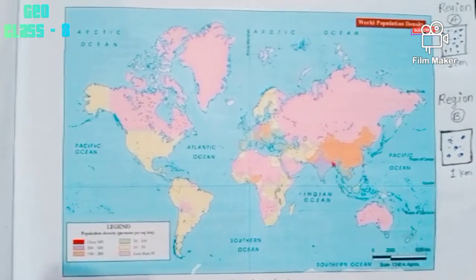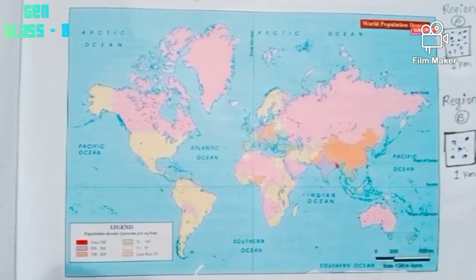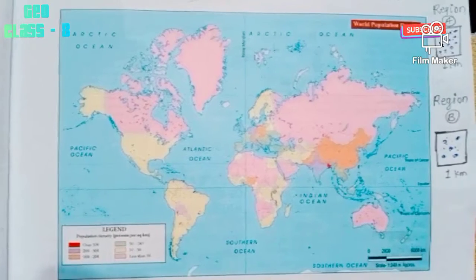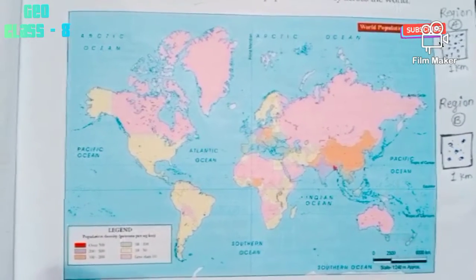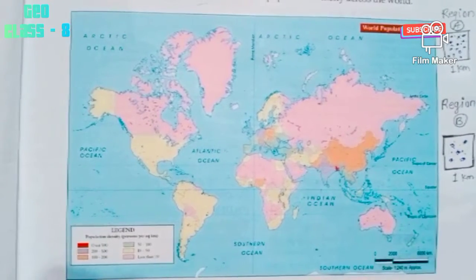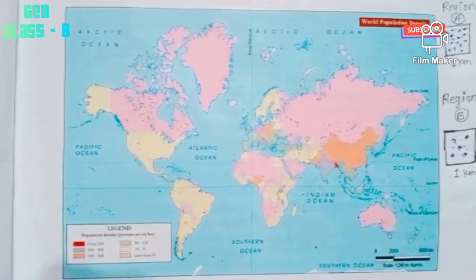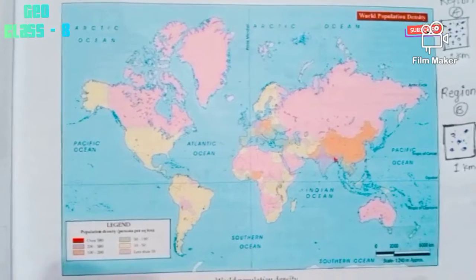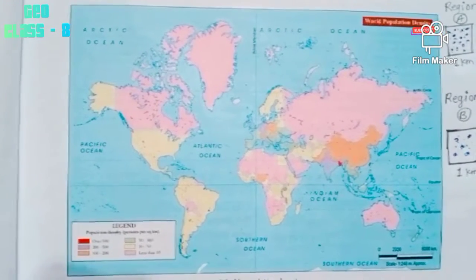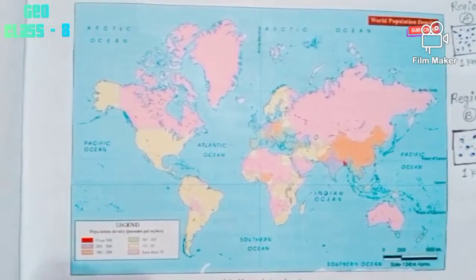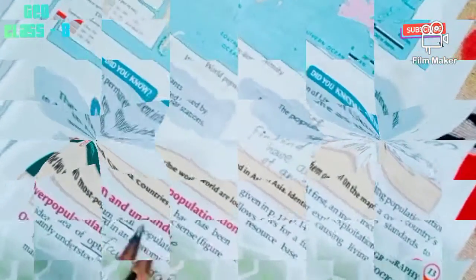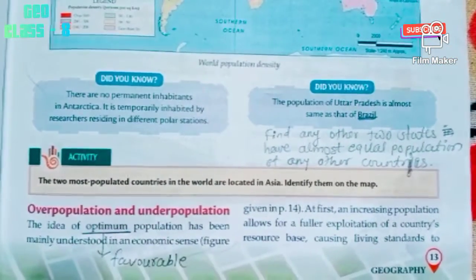Now you can try to find out the most populous state in India. That's a question for you. The most populous state in India, plus the least populous state in India, along with the most densely populated state and the least densely populated state. Then we will discuss overpopulation and underpopulation.